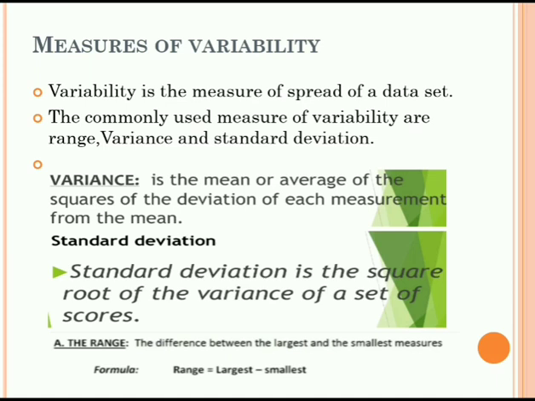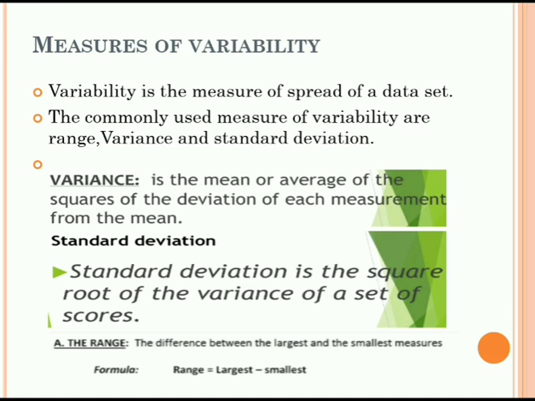That is nothing but variability, and the different measures of variability that we are using here are range, variance, and standard deviation. Let us see what is actually the range. The range here means the difference between the largest and the smallest measure. Whatever the measures that are spread in that data set, the difference between the largest and smallest measure will give us exactly the range for the particular project in project management.